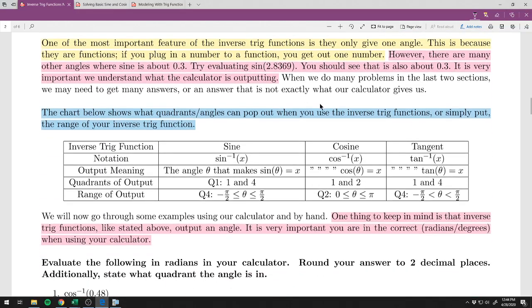Why it's giving you one number is because the inverse trig function is a function itself. What being a function means is if you plug in a number, you get out a number. You plug in one thing, you get out one thing. All right, so I have this little chart here. I think taking a picture or writing this chart down is very important.